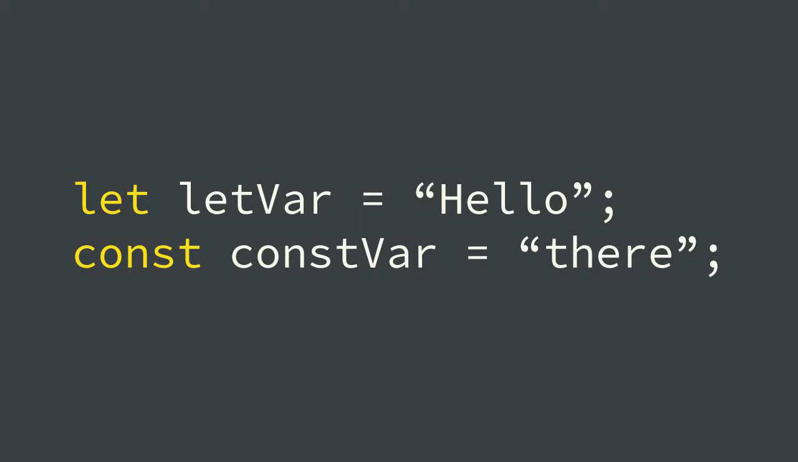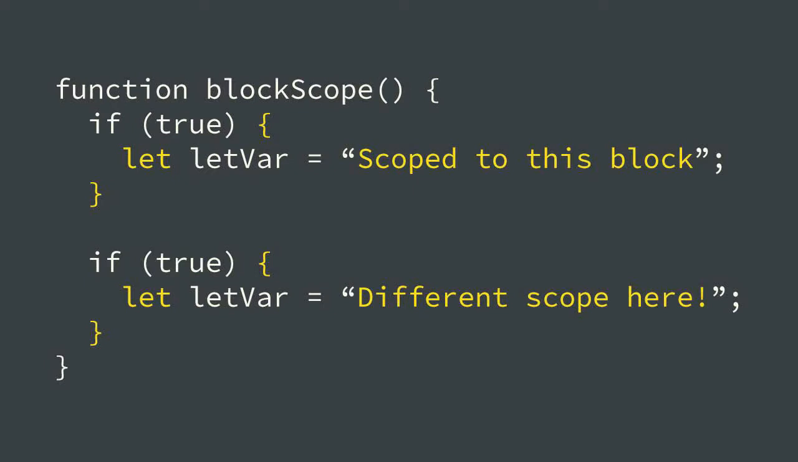Variables declared with these keywords have some different behavior than regular variables. The biggest and most important difference between let and const variables and regular variables is that let and const are block scoped, not function scoped. So when you declare a let or const variable, that variable gets scoped to the block of code in which it is declared and not to the function in which it is written.